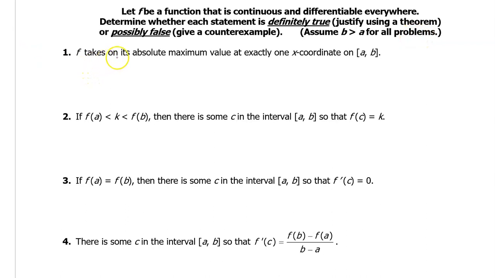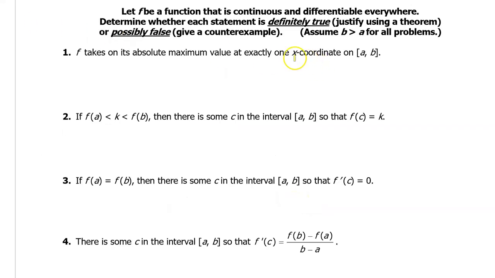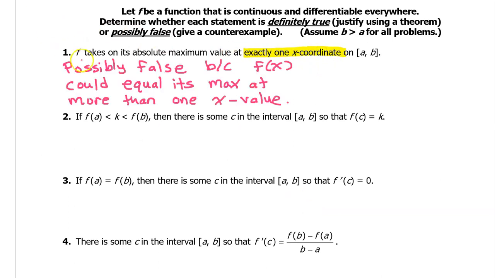Problem number 1. f takes on its absolute maximum value at exactly one x-coordinate on the closed interval from a to b. The extreme value theorem guarantees that function f does have an absolute maximum on the closed interval from a to b. However, it does not say that there is exactly one x-coordinate. So this is possibly false because f of x could equal its max at more than one x value. Here's a counterexample. f of x could hit its absolute max at c and d.